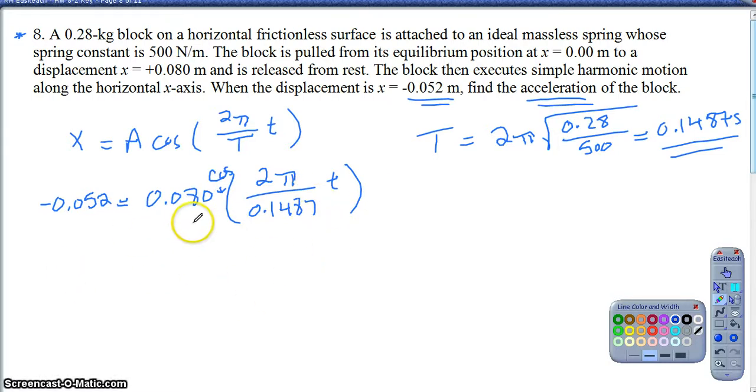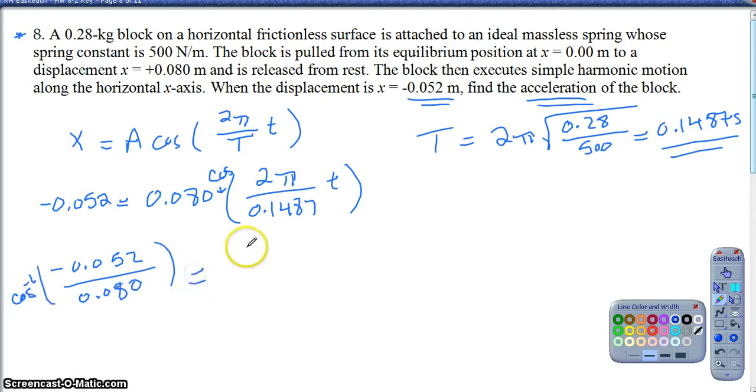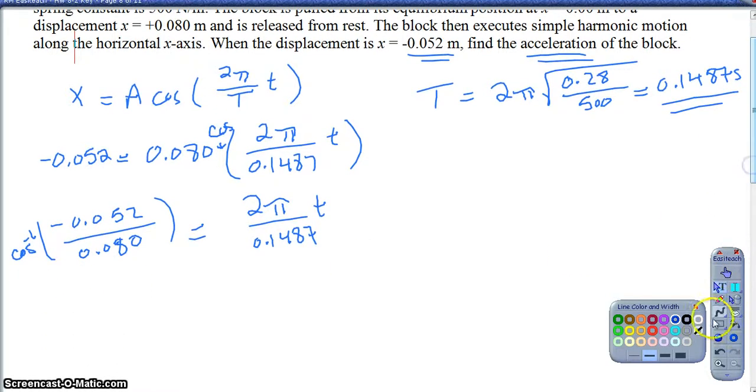But anyway, solving this, so dividing both sides by 0.080 and then doing the cosine inverse of that. So I get negative 0.052 divided by 0.080, and then I'm going to do the cosine inverse, right, to get rid of the cosine function of that whole mess. And that'll leave me with just the 2 pi divided by the period, and then times the time, which is what I'm looking for. Make sure, of course, you are in radians anytime that we're using the inverse cosine or cosine function, right, for these type of equations. We need to make sure we're in radians.